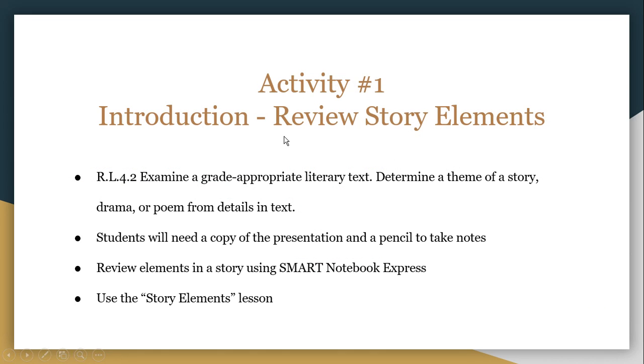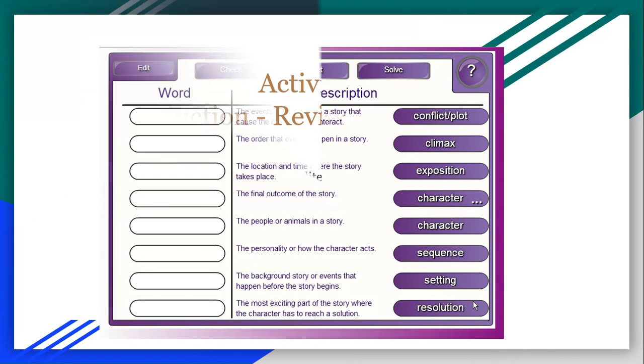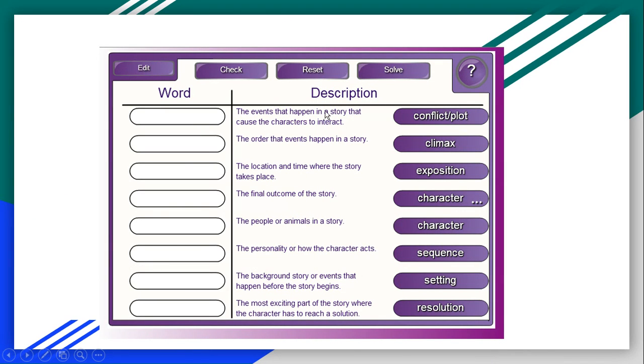The first activity in the lesson is the introduction, reviewing story elements. Here's a standard for this part of the lesson. Students will need a copy of the presentation and a pencil to take notes. We will review elements in a story using Smart Notebook Express. Here's an example of a slide of the presentation. Students will come up to the board and click on the correct word that matches the description.